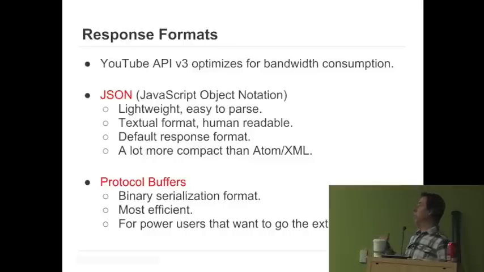But if people care about bandwidth, we can do even better than that, so we're working on external protocol buffers. That means we're allowing people to get binary serialization formats, which are much more effective in terms of bandwidth, even than JSON. It is the most efficient version, but it's also a power user feature, so not everybody is going to use it. But if bandwidth is really important, then people are going to use it, I think.